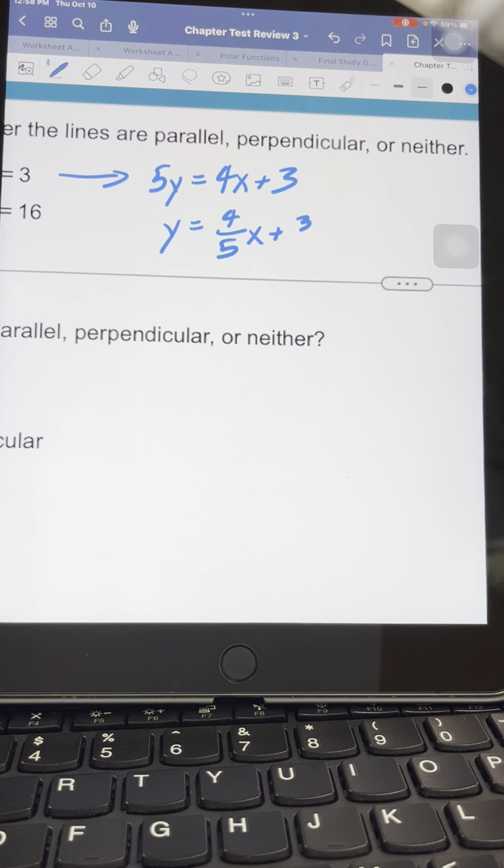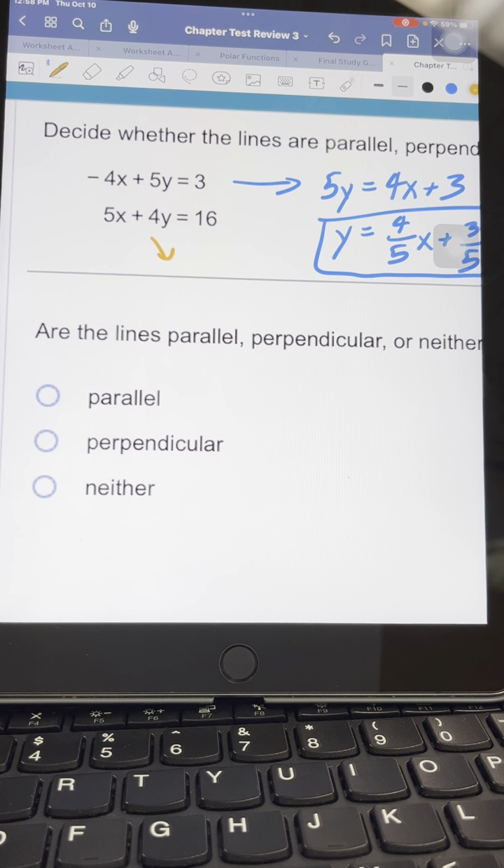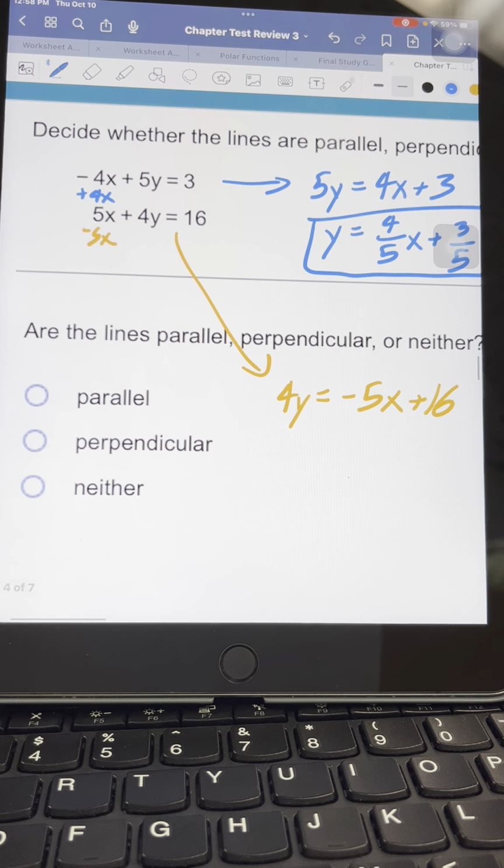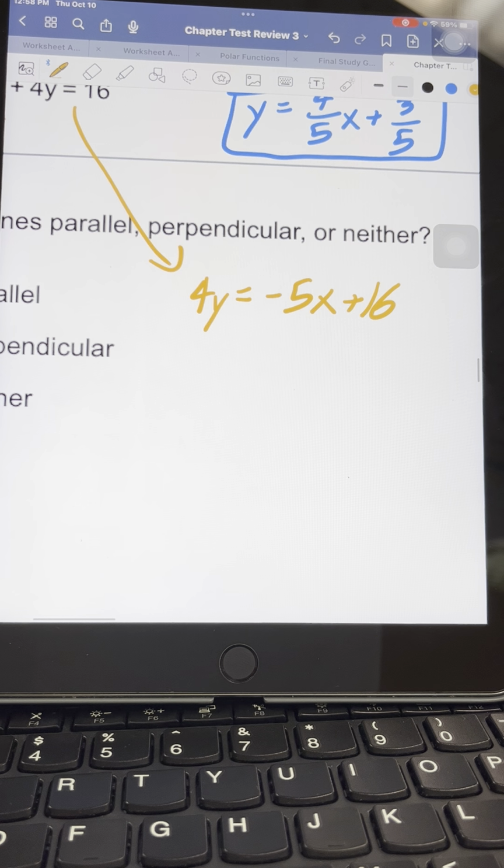So we have that one, and now in orange, let's do this one. That's going to be 4y equals negative 5x plus 16. Guys, all I'm doing is subtracting 5x. Just like with here, all I did was add 4x, and that's how I got these. Okay, and now divide by 4, so y equals negative 5 over 4x plus 4.